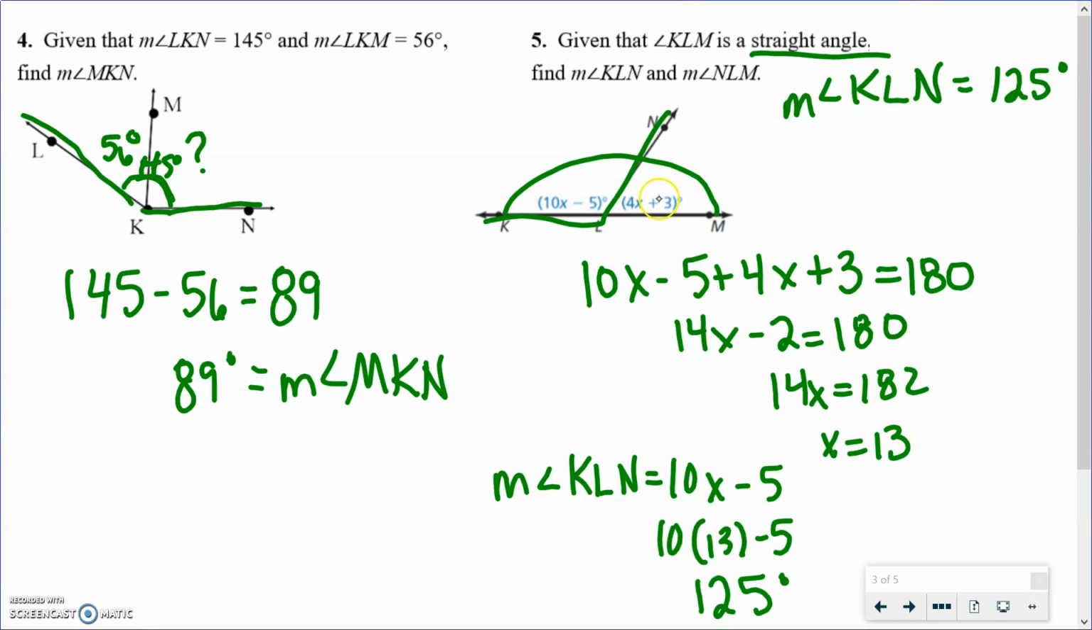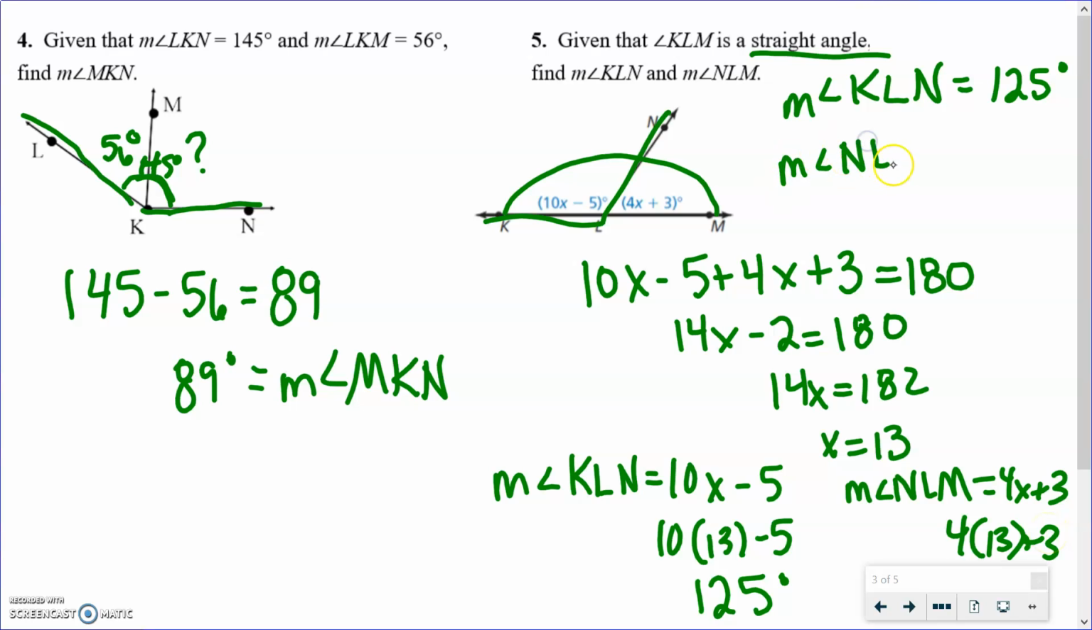We can also take that 13 and plug it in here, and so we know that that is going to be the angle measure of angle NLM. And that's going to give us 4x plus 3. So 4 times 13 plus 3, and that is 55, okay, because 4 times 13 is 52 plus 3 is 55. So the measure of angle NLM is 55 degrees. All right.